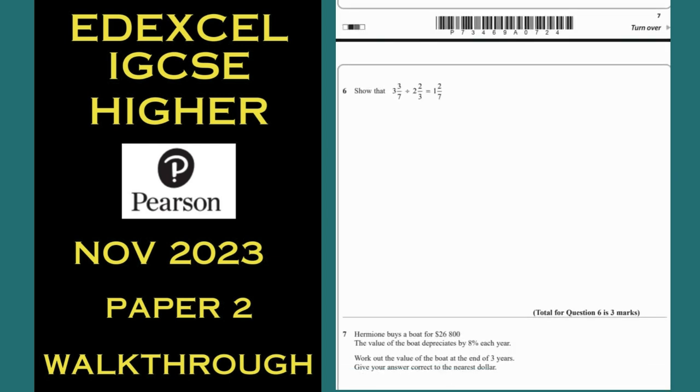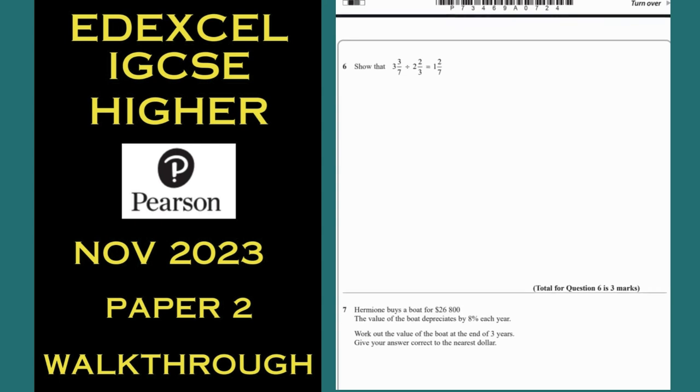Number 6, show. As I've said on loads of videos, show means do. So let's turn the first one into improper. And the second one into improper. In other words, keep the denominators the same. Find your numerators by doing big times bottom plus top. 3 7s are 21, plus the 3 on top. 2 3s are 6, plus the 2 on top.